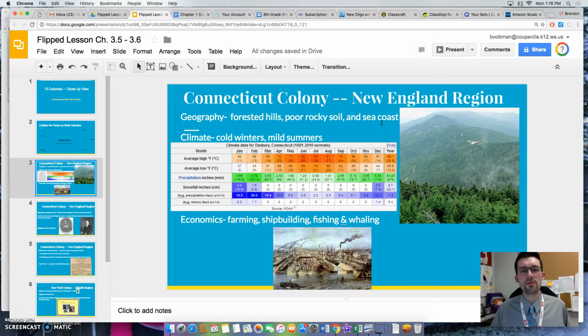The 3 colonies from New England that we've learned about so far had farms. However, this was not how they made their money. Farms would have been used for sustenance, for just eating. Climate-wise, like the previous colonies, cold winters, mild summers.